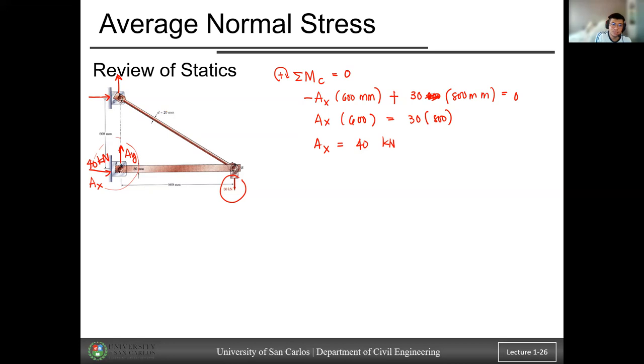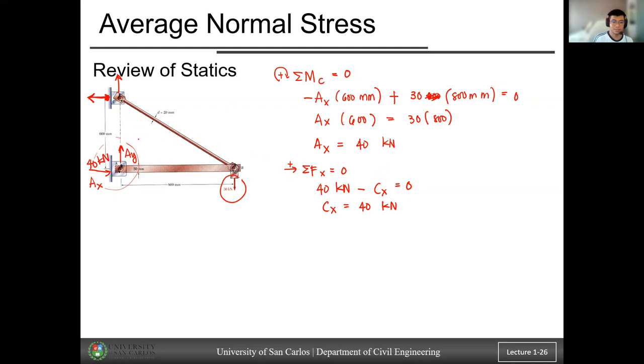So meaning, our assumption for C earlier, since it is in the same direction as AX, it will not balance. It should be in the other direction because it is not balanced. So summation of forces in X, this one is positive. Summation of forces X is equal to zero. So we can solve it as 40 kilonewtons minus C sub X is equal to zero. So C sub X is equal to 40 kilonewtons. Okay? It should be in equilibrium, it should equal zero.